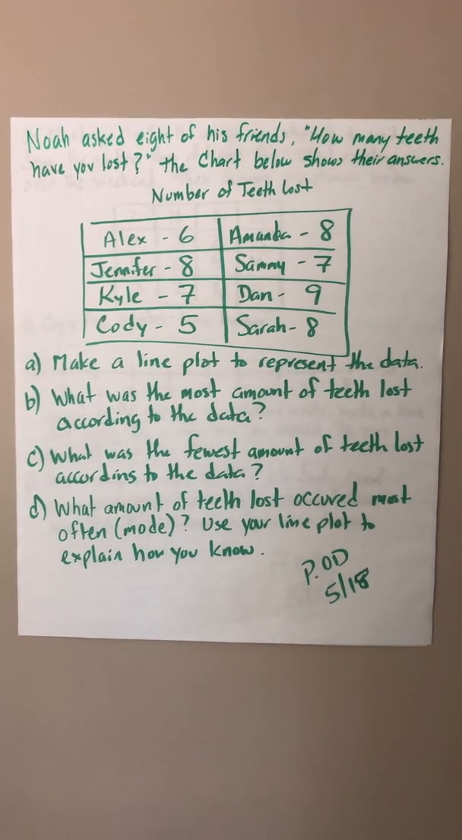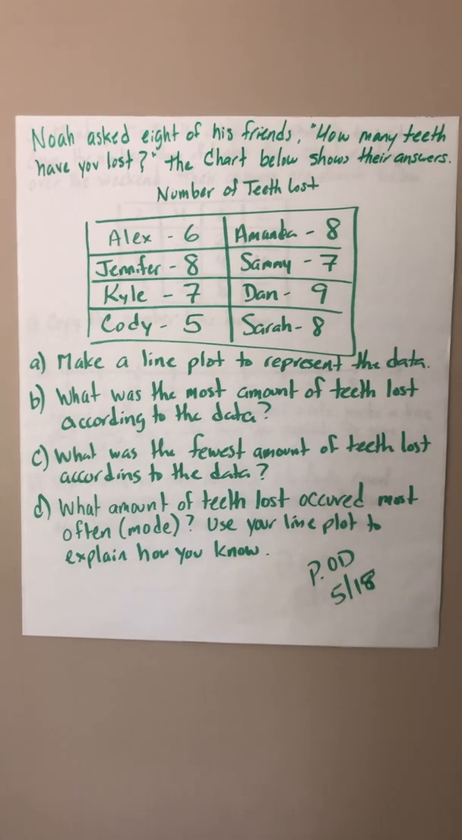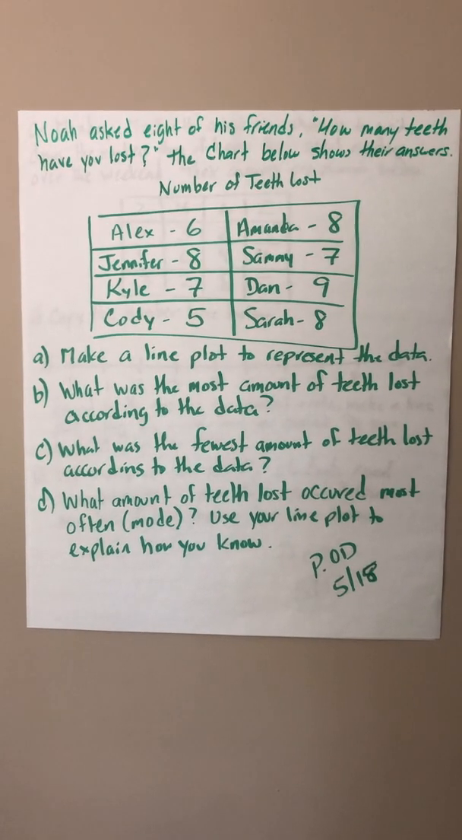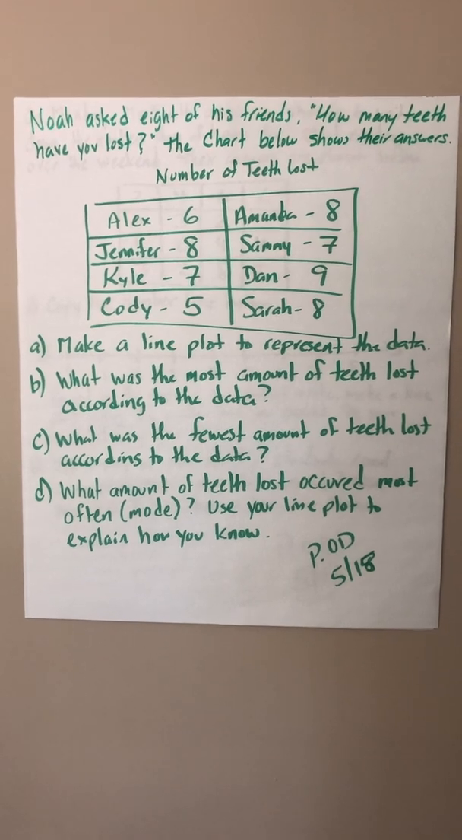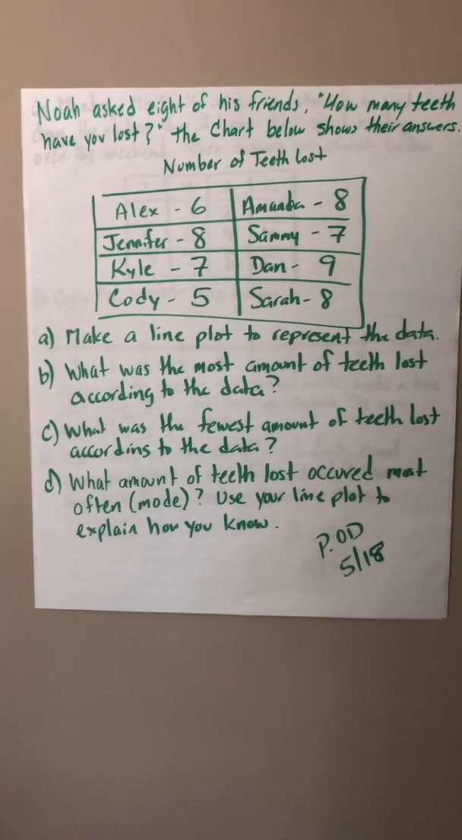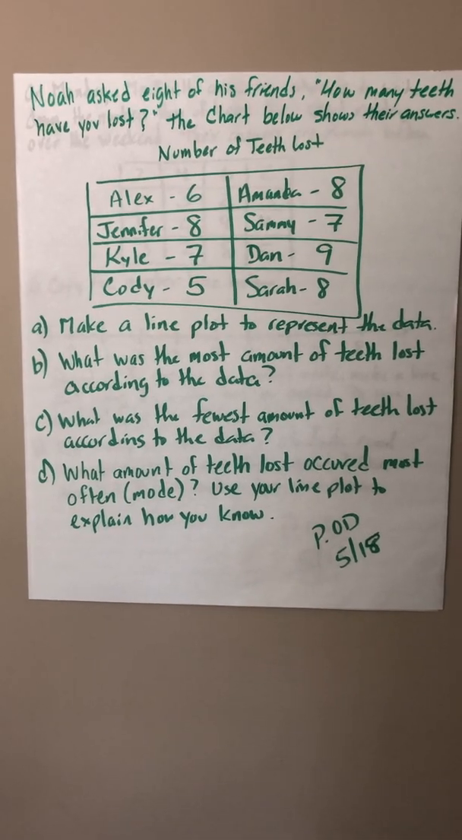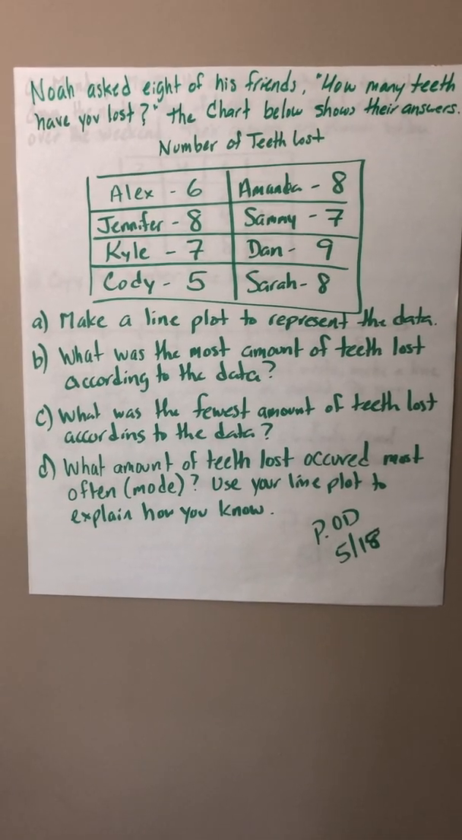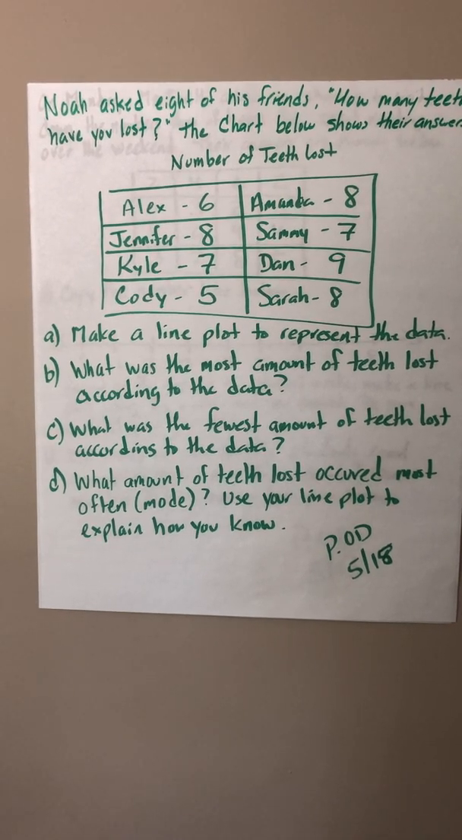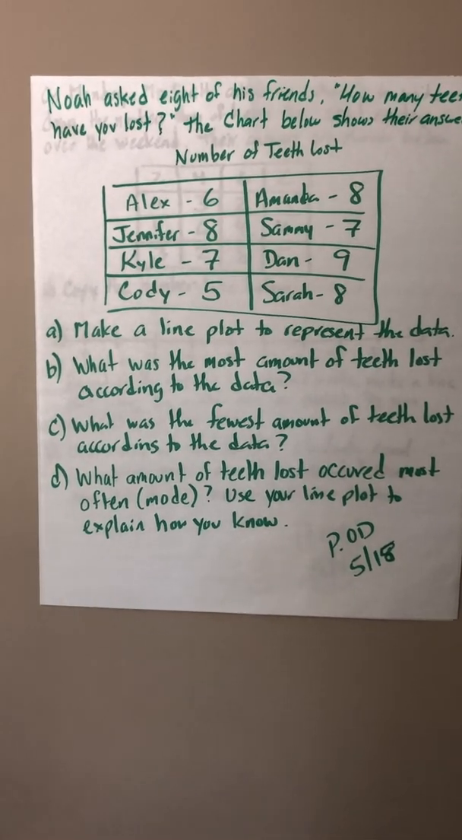So it says Noah asked 8 of his friends, how many teeth have you lost? The chart below shows their answers. Part A, make a line plot to represent the data. B, what was the most amount of teeth lost according to the data? Part C, what was the fewest amount of teeth lost according to the data? And D, what amount of teeth lost occurred most often, or what we call the mode? Use your line plot to explain how you know.